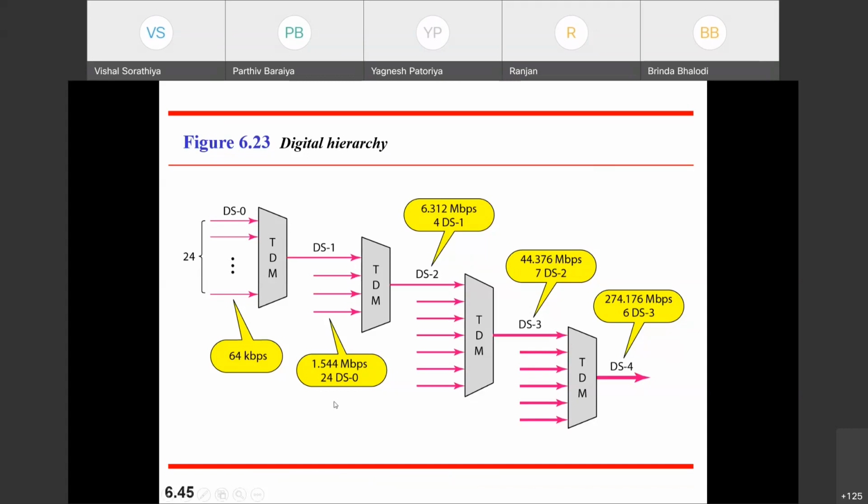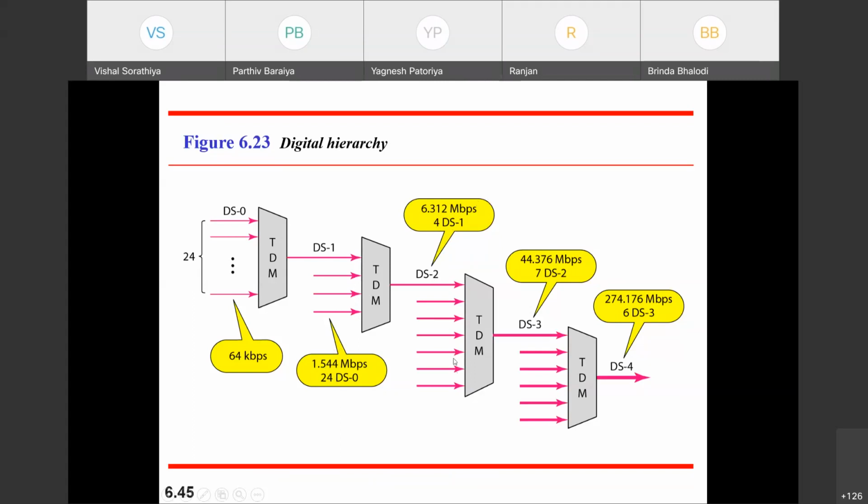Now there are so many societies, say 24 different societies, that you can accommodate in the second multiplexing stage. Again, one channel is 1.544, and you are multiplexing 24 such channels here, so what will the data rate be? 1.544 multiplied by 4, so it will be 6.312. Then again, what you are going to do is generate a DS2 system.